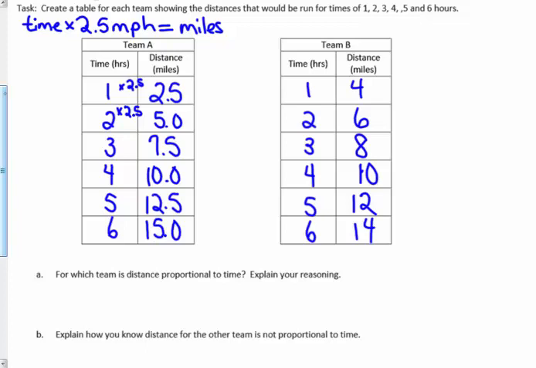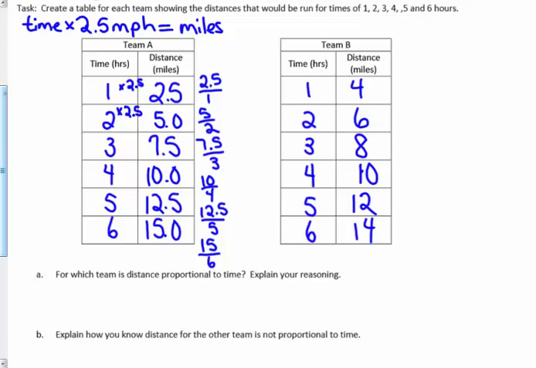So 2.5 to 1 is the same ratio as 5 to 2, is the same ratio as 7.5 to 3, is the same ratio as 10 to 4, is the same ratio as 12.5 to 5, is the same ratio as 15 to 6. I know if I started with 2.5 and I multiplied by 2, I would get 5 over 2, 2.5 to 1. So each time I'm multiplying by 2.5 over 1, I'm multiplying by 2.5 each time.